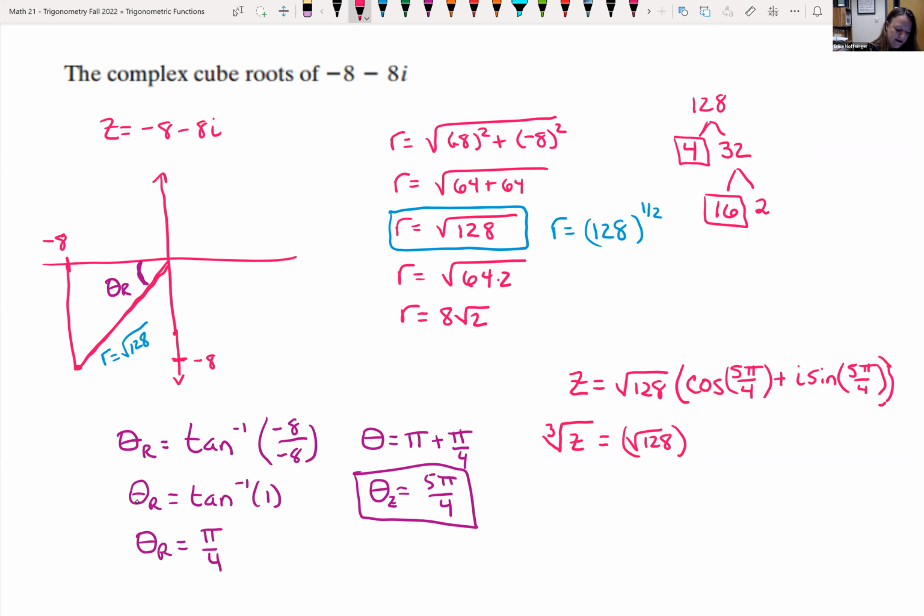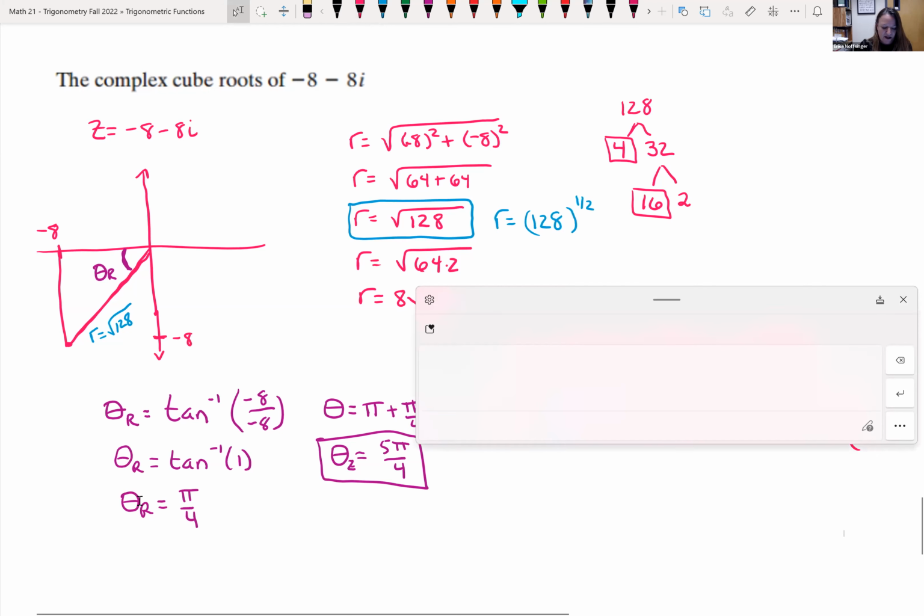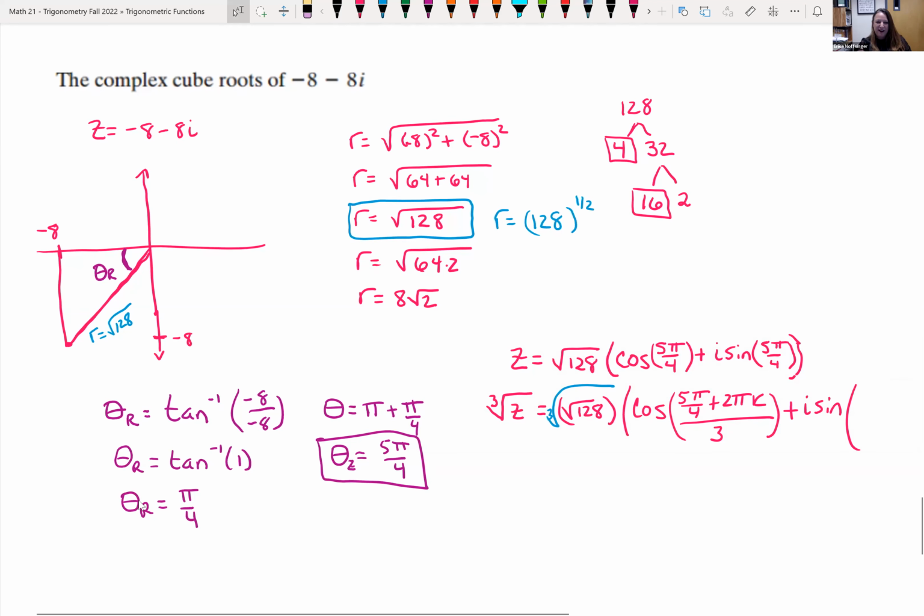taking the cubed root of that, all times cosine of my angle 5 pi fourths plus 2 pi k, all divided by what root I'm taking, which is 3, plus I sine of, let's get a common denominator right now, and let's simplify this a little bit easier. So when we plug in k, it's a lot easier to do.